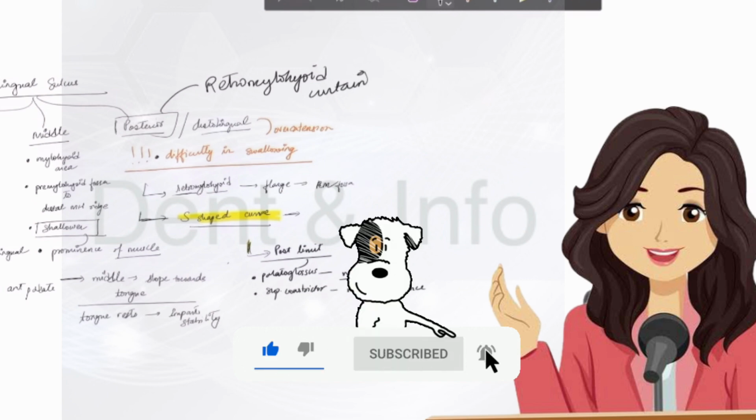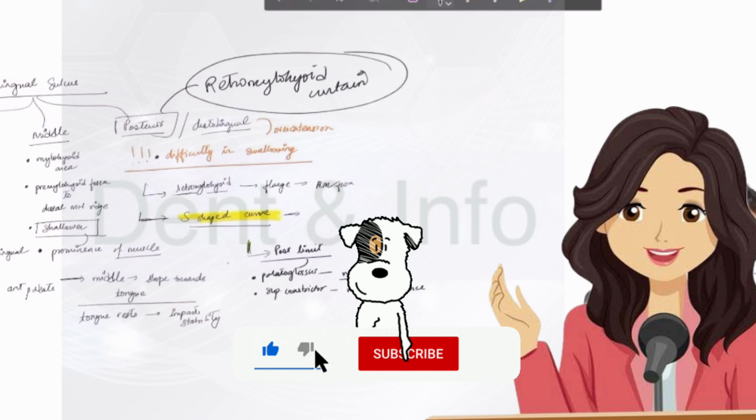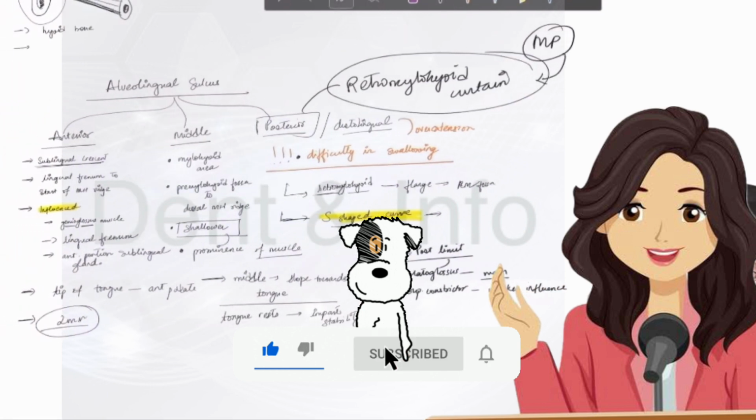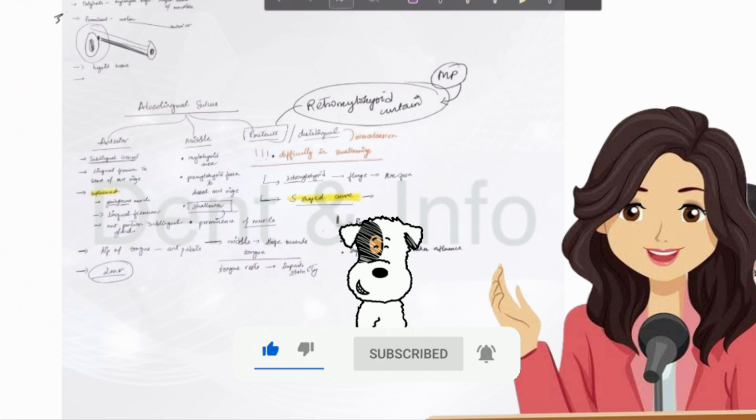And here also there is a specific bulging that happens. When the medial pterygoid pushes or contracts forcefully, it can create a bulge in the retromylohyoid curtain. So a bulge in the retromylohyoid curtain is caused by your medial pterygoid muscle's forceful contraction. Another bulge that we studied was your masseteric notch, which, again we revise, is the influence of the masseter on your buccinator muscles. So this is about your alveolingual sulcus that we see.